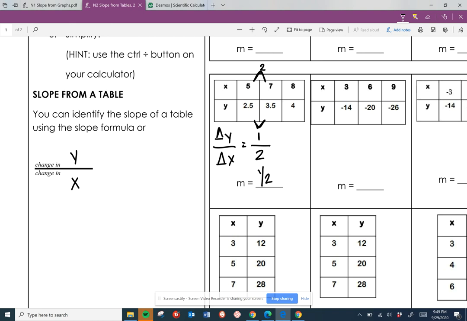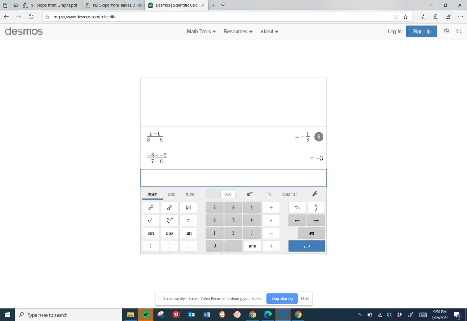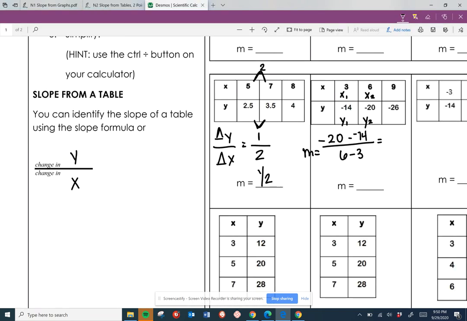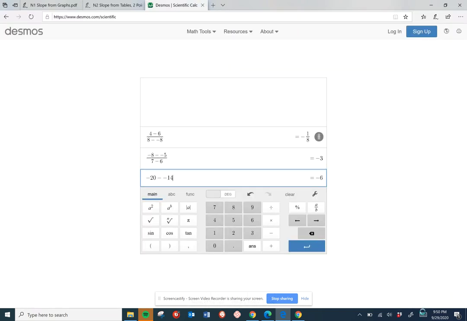Let's say this is x1, this is x2, y1, y2. So you would just say, okay, slope equals -20 minus -14, over 6 minus 3, right? And you would just go to your calculator, -20 minus, what was it? I forgot. 14, divided by, oh, I forgot I have to put it in my fraction at the beginning. Okay, I can't do it now.